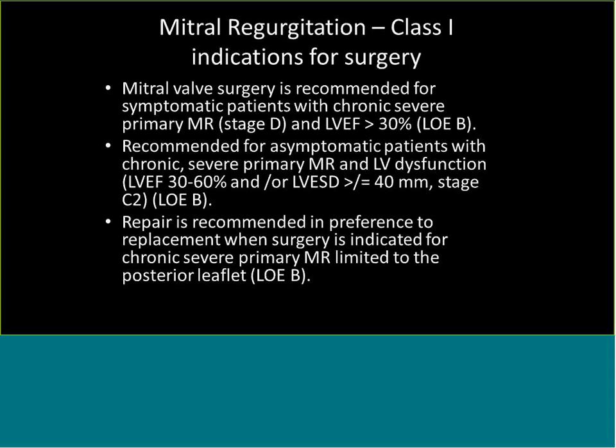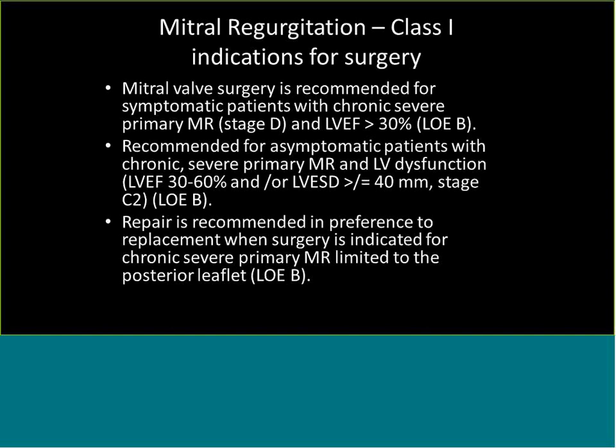Surgery is recommended for asymptomatic patients with chronic severe primary MR and left ventricular dysfunction, EF 30 to 60%, or an end systolic dimension, left ventricular end systolic diameter, of greater than 40 millimeters, so a dilated LV. This is stage C2, so that compensated ventricle, the ventricle that's starting to decompensate, and that's level of evidence B. And repair is recommended in preference to replacement.